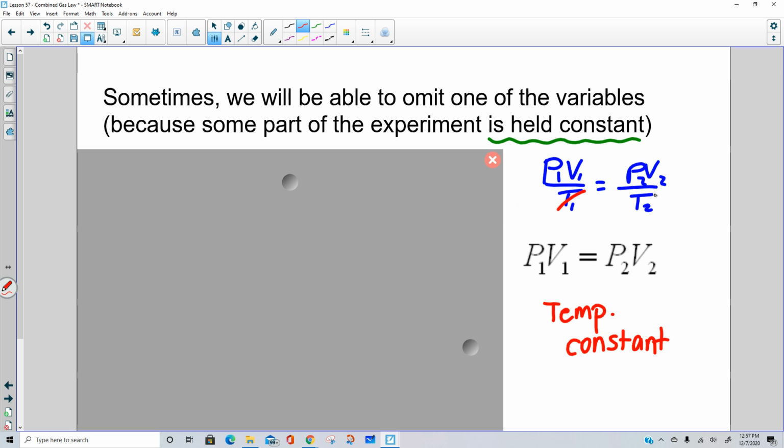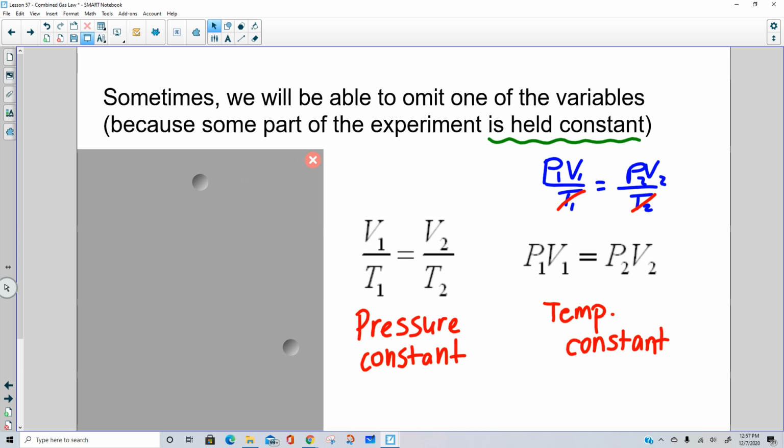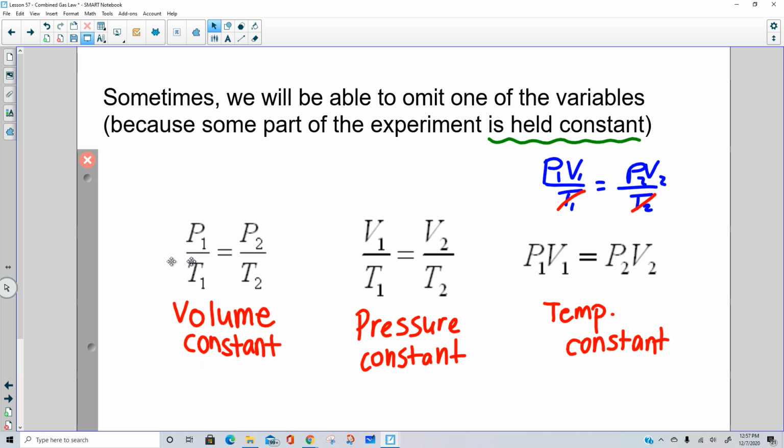Okay, so if temperature is held constant, you simply just delete them or omit them. This is what it's going to look like if the pressure is held constant. The P's are gone. This is what it looks like if the volume is held constant. The V variable is gone.